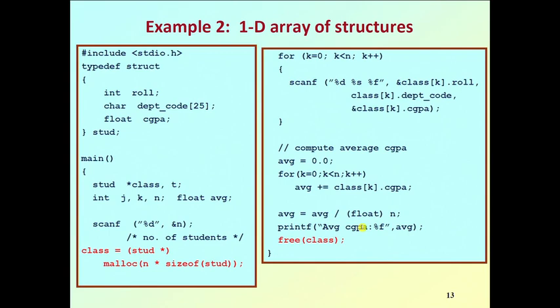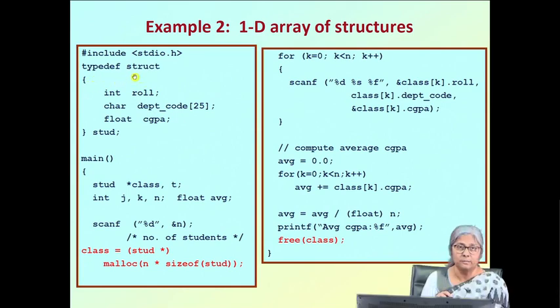Then similarly, earlier we have not used any array. So, this is one array of structures. Remember the typedef, the new user defined data type: typedef struct, roll number, department code, which is again one array, and float CGPA, stud. So, stud structure we have defined, stud is actually a new data type, typedef we have done. Stud is a structure having 3 member variables, integer, char and float, 3 different types.